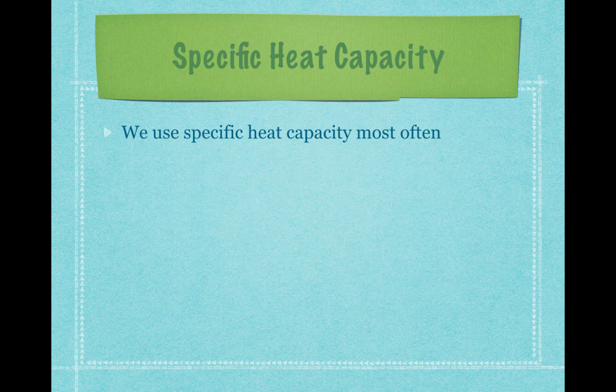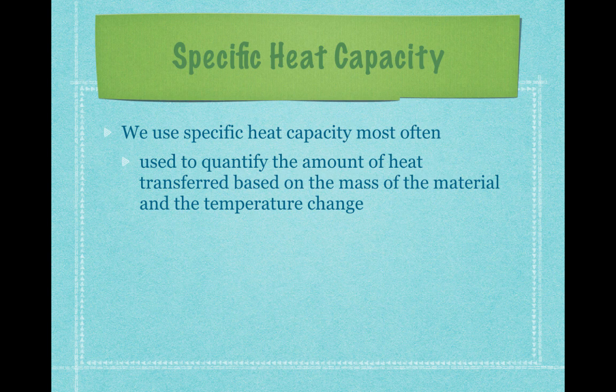So let's take a look at specific heat capacity, because again, we do use that most often. It's used to quantify the amount of heat transferred based on the mass of the material and the temperature change. So again, we said the specific heat capacity is in fact an intensive property. So the heat capacity doesn't change, but the amount of heat needed does in fact change based on the mass. It's going to take more heat to change the temperature of a large mass of material as opposed to a small mass.